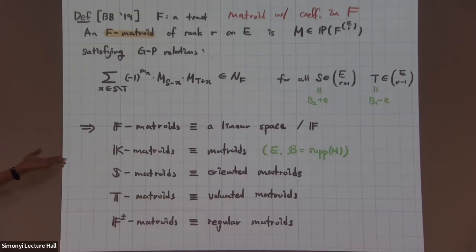And for the Krasner hyperfield, a K-matroid is equivalent to the ordinary matroid, as we observed. The S-matroid, or sign hyperfield, is equivalent to the oriented matroid, over the tropical hyperfield it is equivalent to the valuated matroid, and for the regular partial field it is equivalent to the regular matroid. This is also due to there being a unique representation of the regular matroid.